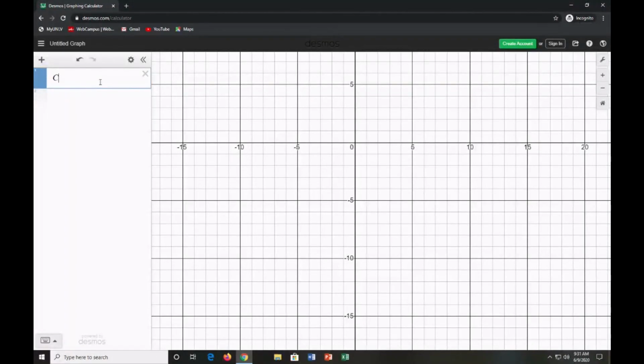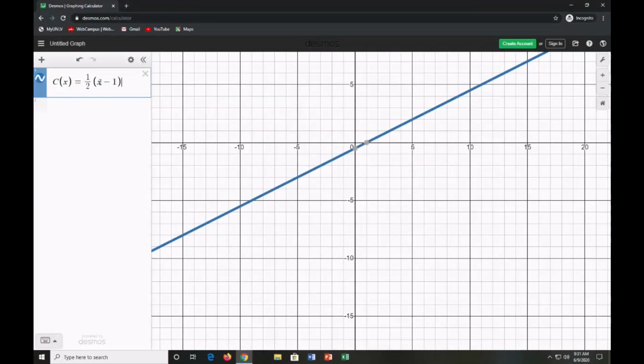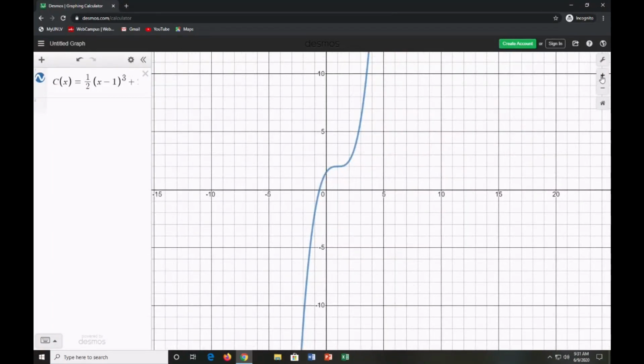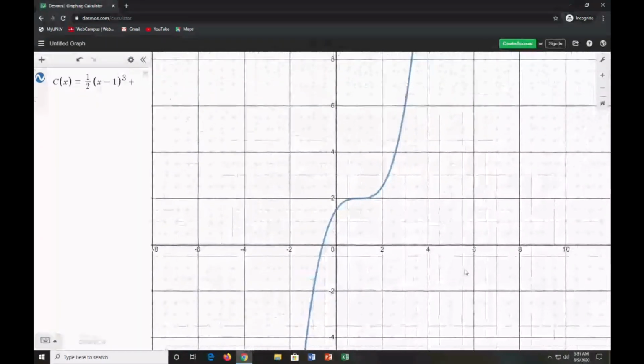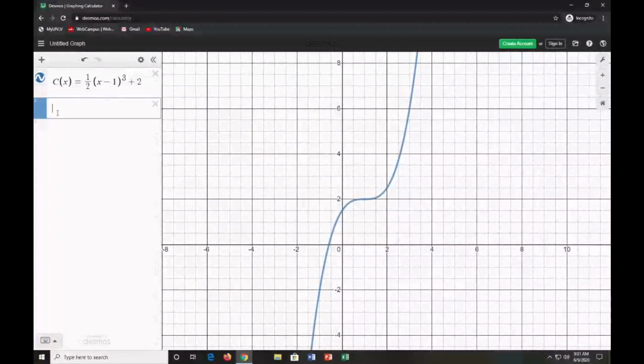So we're graphing c of x equals 1/2, or 0.5 if you want to enter it that way on the computer, times (x minus 1) cubed, plus 2. Like that. Let me zoom in a little bit. That's better. So that's the function we've plotted. And then let's snap to the x and y intercepts that we found.